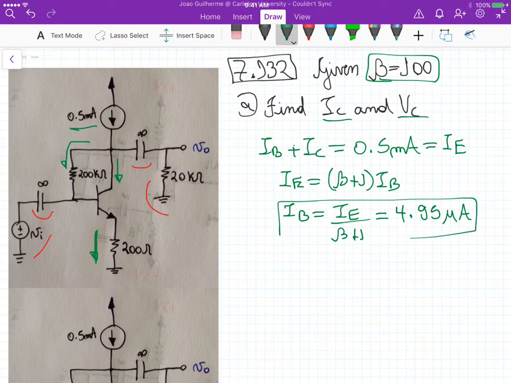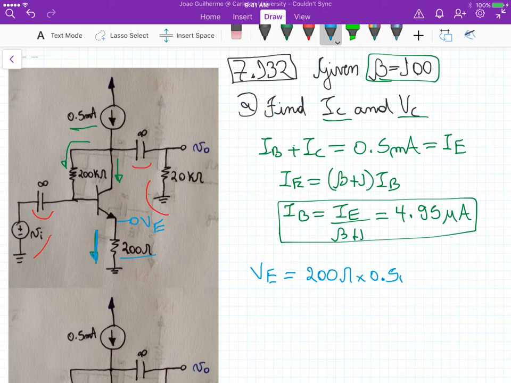So we got IB. And because we know that this current IE is flowing through these 200 ohms, we can calculate VE, right? So VE is equal to those 200 ohms times those 0.5 milliamperes, and this gives us a VE equal to 0.1 volts.